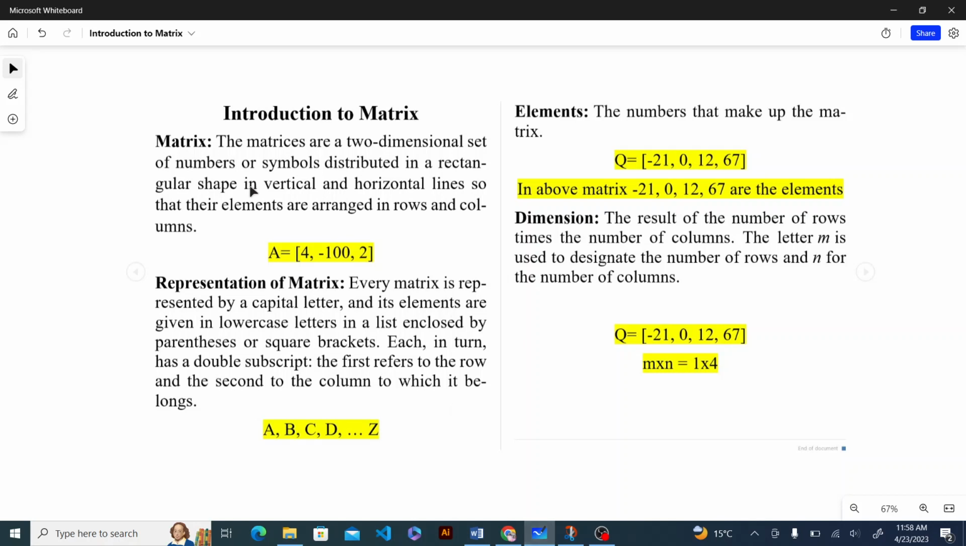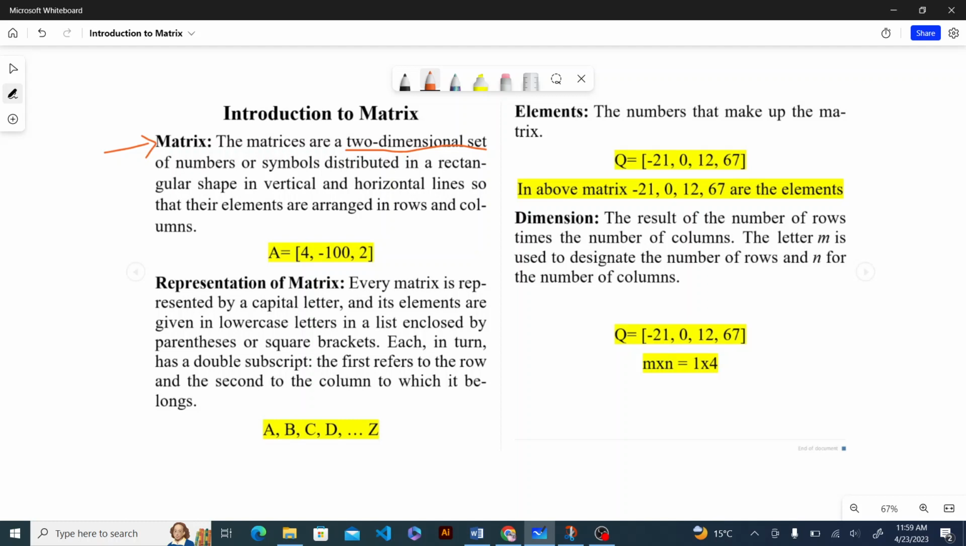So today's topic is Introduction to Matrix. Let us see what a matrix is. Matrices are a two-dimensional set of numbers or symbols distributed in a rectangular shape in vertical and horizontal lines, so that their elements are arranged in rows and columns.